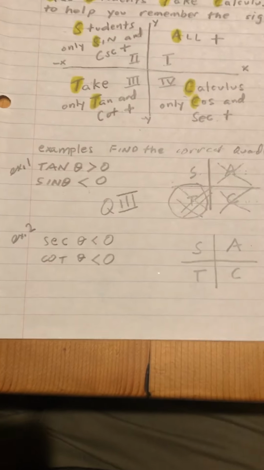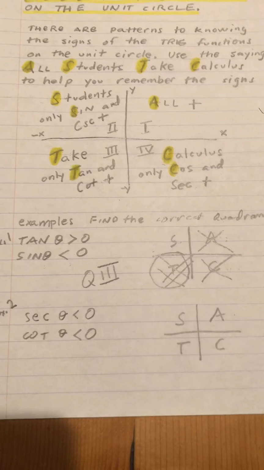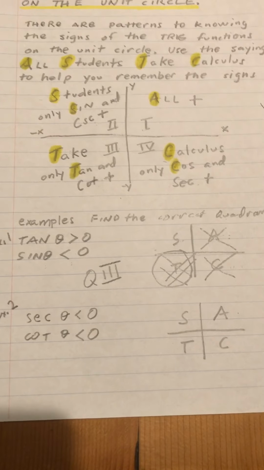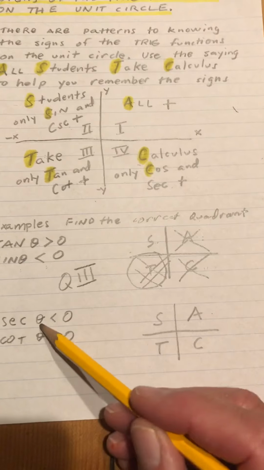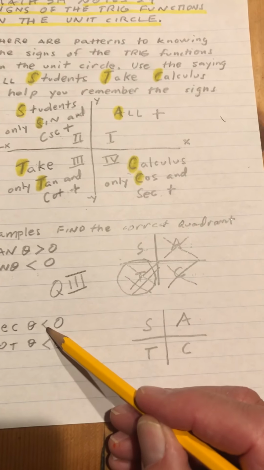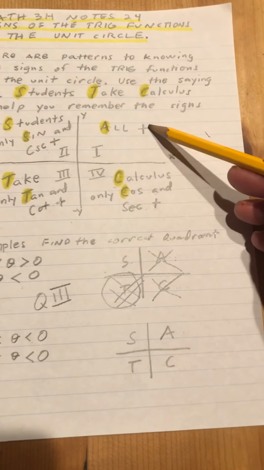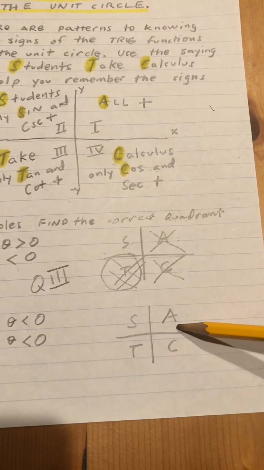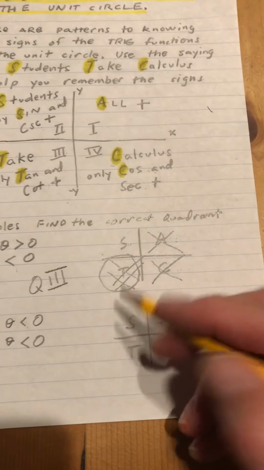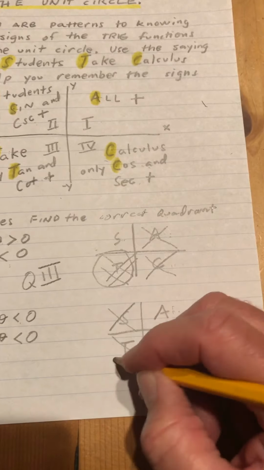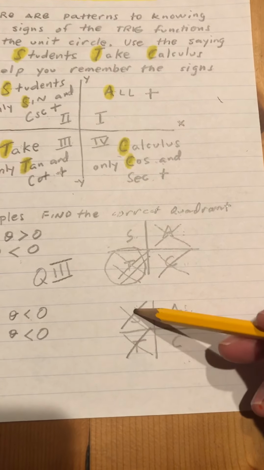Okay, take a look at the second problem, pause it, and try it yourself. Okay, let's see where the second one would be. It says where the secant is negative, or less than 0. Well, secant goes along with cosine. Cosine's positive in the fourth and the first. So here's where the cosine's positive and the secant. So the secant will be negative in these two, where the secant and its reciprocal partner cosine are negative.